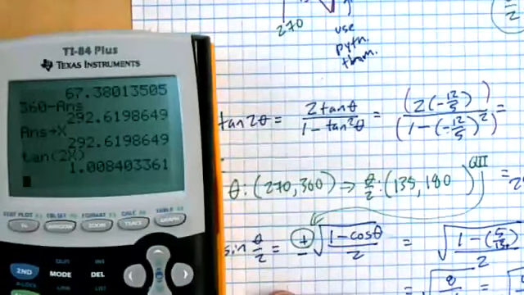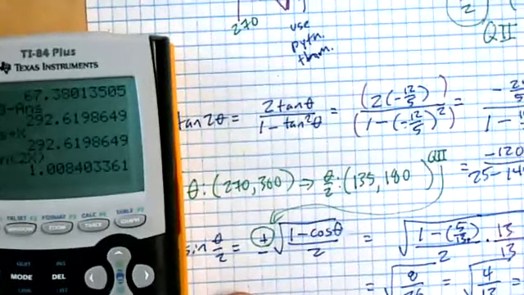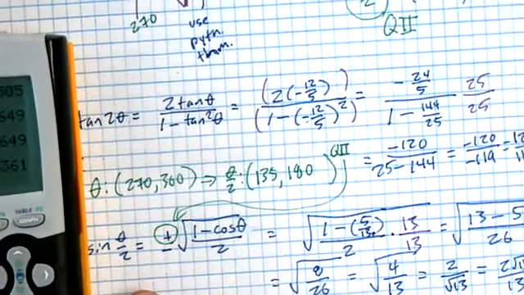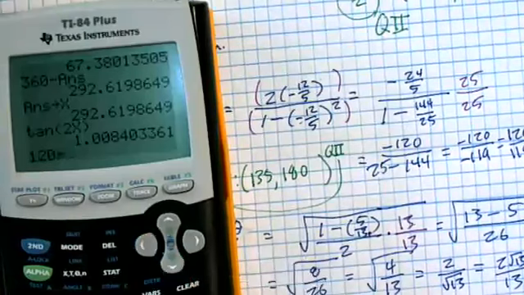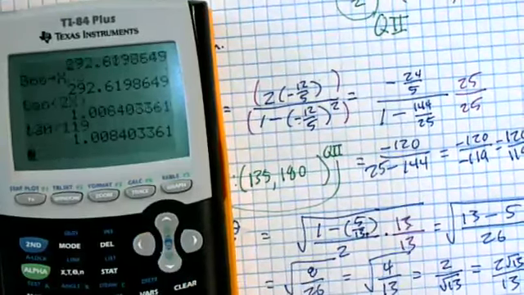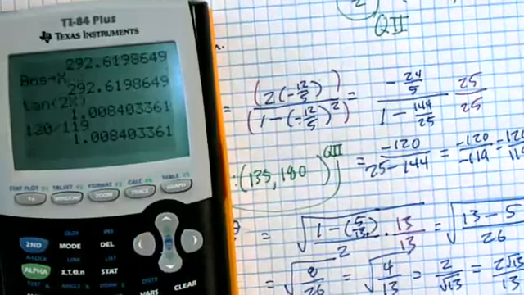Calculator gave me that answer. The answer we got was what? 120 over 119. 120 divided by 119. Oh my gosh, that is the exact same decimal. That makes me feel good.